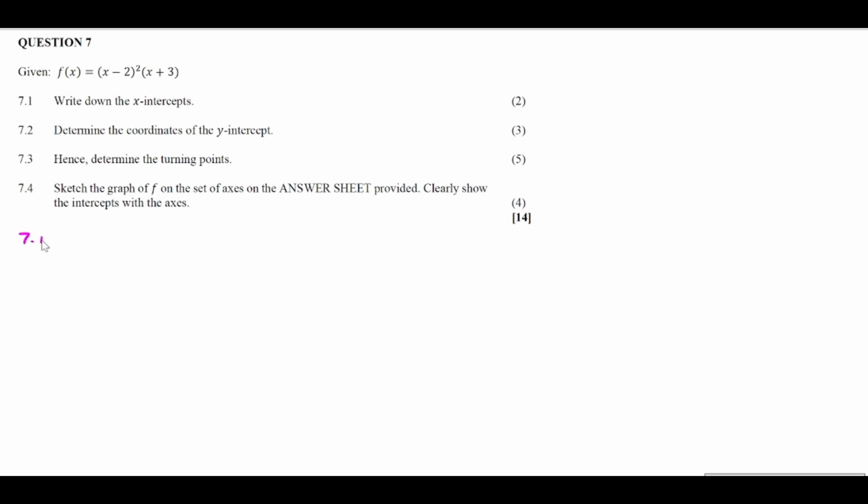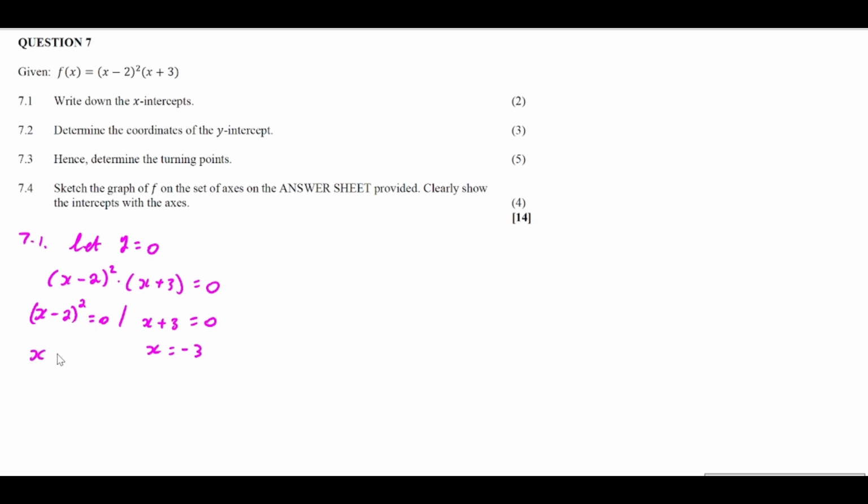Okay, 7.1. The x-intercept means that we are going to let y be equal to 0. So when you let y equal 0, (x minus 2) to the exponent of 2 multiplied by (x plus 3) is equal to 0. That means (x minus 2) all squared is equal to 0, or x plus 3 is equal to 0. So the first x-intercept you have is negative 3.